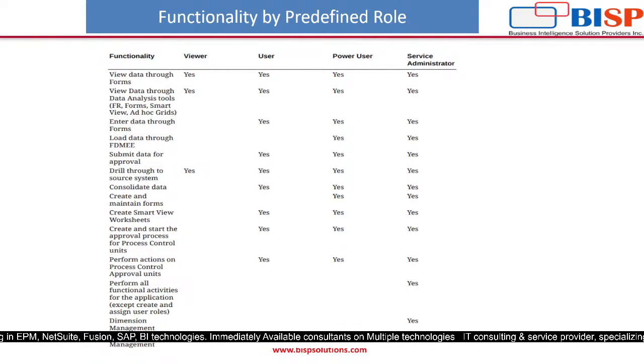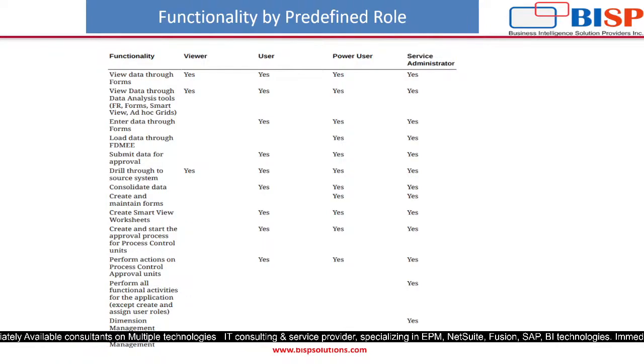So in case a particular person is a viewer or has been assigned the role of a user, then definitely he or she can have the power of a viewer. If a particular person has been assigned the role of power user, then the user will have access to all the functionality that a user can perform, and the service administrator can perform all the functions that a viewer, user or power user can perform. So a service administrator can perform all the functions in the application.